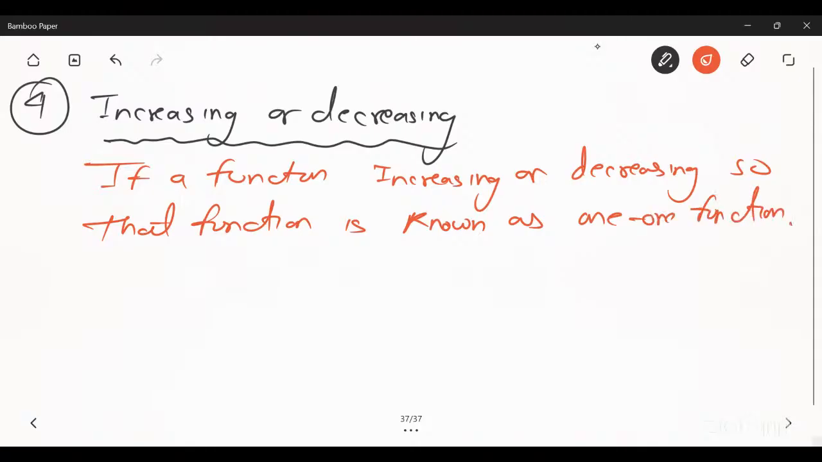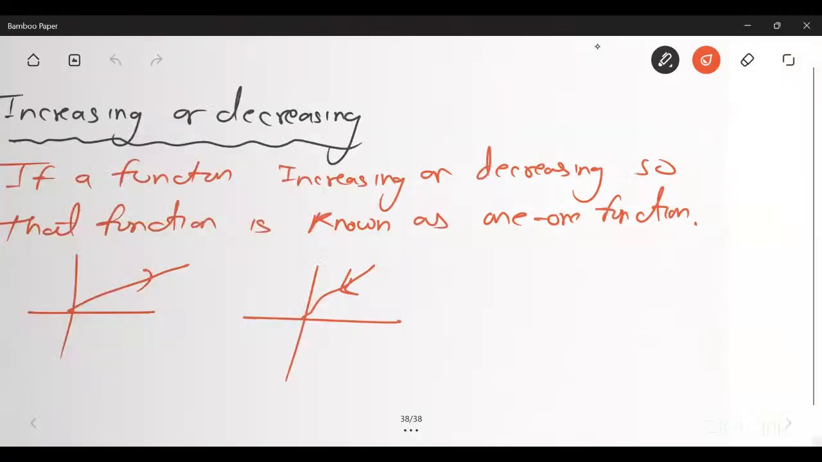Okay, so the graph of an increasing function is like that, and the graph of a decreasing function is like that. So if you take any number of horizontal lines, each will cut at only one point. So that's why an increasing or decreasing function is always a one-one function. Rather, all the other functions are many-one functions.